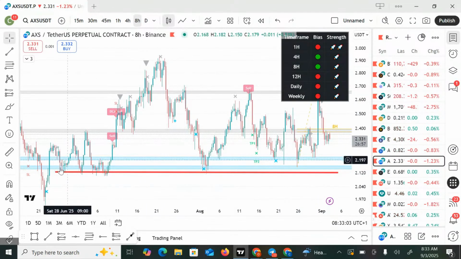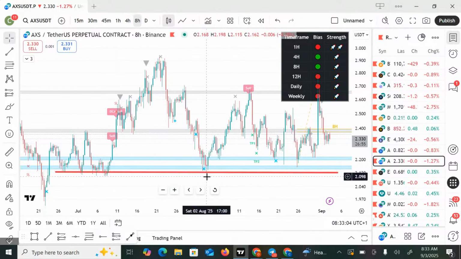So this shows that this position here alone, this is a current live chart. You can see it's the movement of a coin called AXS. I'm giving an example for you to know support and resistance.